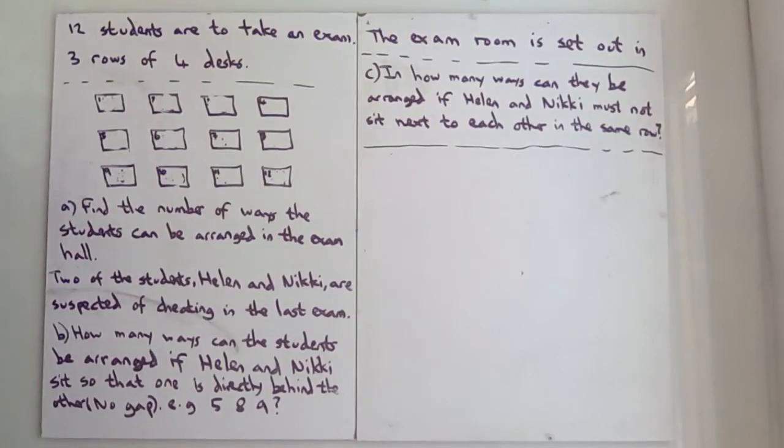Okay, I'm going to do part C on a separate bit of space. So part C: in how many ways can they be arranged if Helen and Nikki must not sit next to each other in the same row? So again, I'm going to do this in 2 ways. We're going to do it by, first of all, seating Helen, then seating Nikki, then seating the rest.